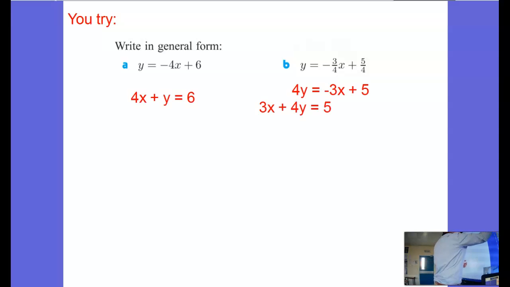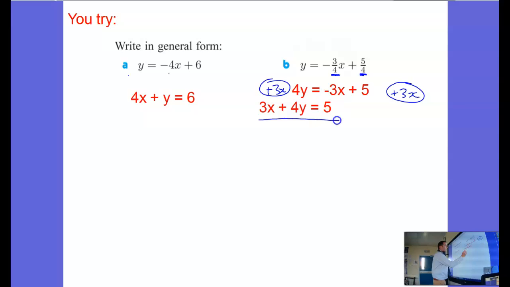and here's your solutions. So this one, very simple, just add 4x to both sides. This one over here, we have to multiply by 4, which cancels out those two fractions there, and we get 4y equals minus 3x plus 5. Then I add 3x to both sides, and I end up with 3x plus 4y equals 5. And that's it. It's in the general form. Useful to be able to do.